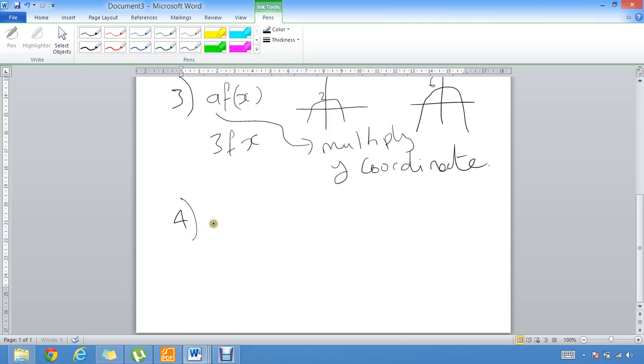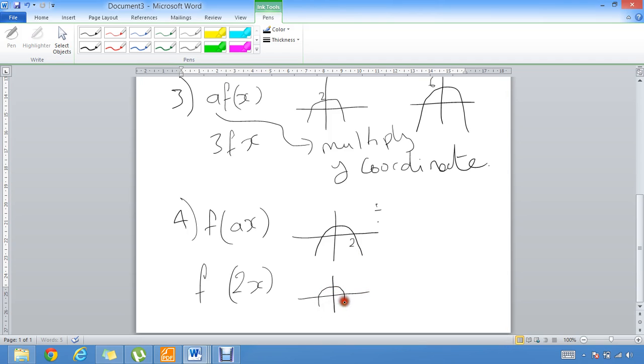Okay, rule number 4, again if it's f of ax, now the a is inside the bracket, so which axis will it affect? It will be the x-axis. So if I had a graph like this, and this was crossing at 2 on the x-axis, and my number here now is 2, so this is f of 2x, I just divide this number. So you divide by the number represented by a, so now you divide by 2. 2 divided by 2 is 1, so that simply now crosses at 1.